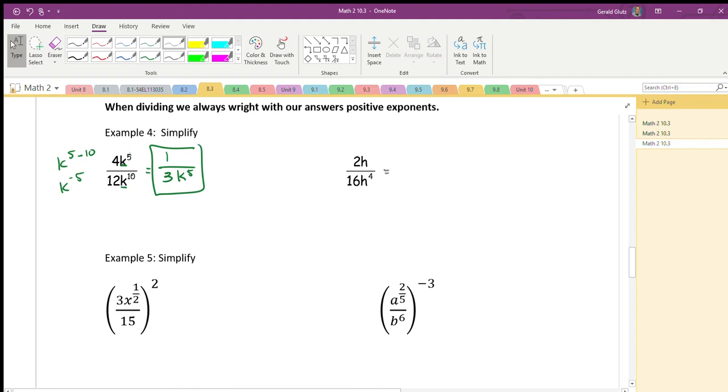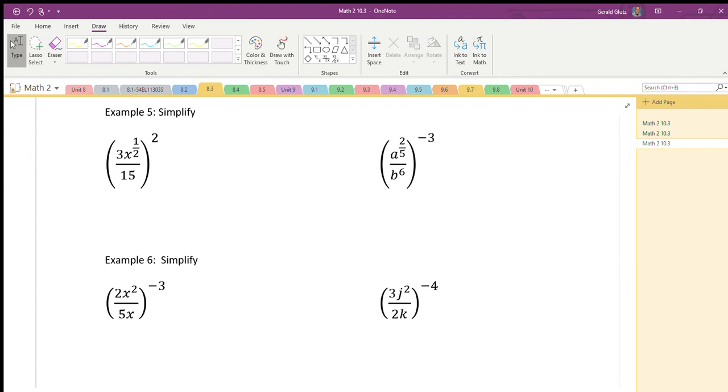So next example, 2h divided by 16, h to the 4th. The first thing I like to do is reduce the numbers. So 2 goes into both 2 and 16. How many times does 2 go into 2? Once. How many times does 2 go into 16? 16 divided by 2 would be 8. And then if there's no exponent on h, that means there's an imaginary 1 there. So which exponent for h is bigger, the top or the bottom? Obviously the bottom is bigger, so that means h is going to stay on the bottom. But what is the difference between the two exponents? 4 minus 1 is 3, so the answer would be 1 over 8 h to the 3rd.